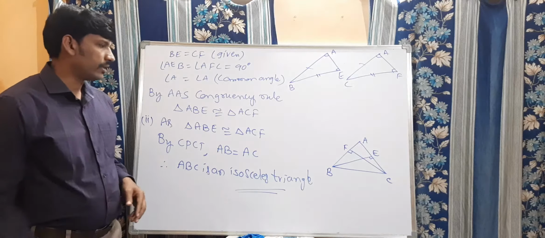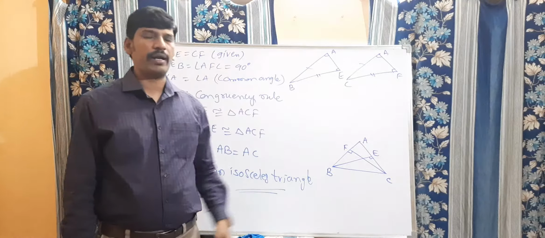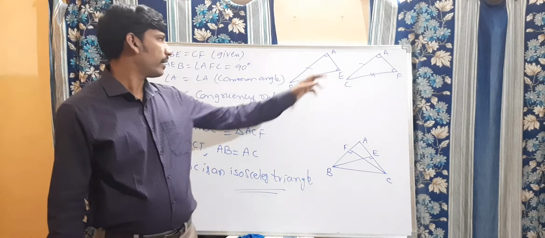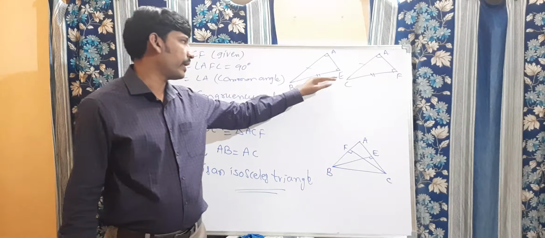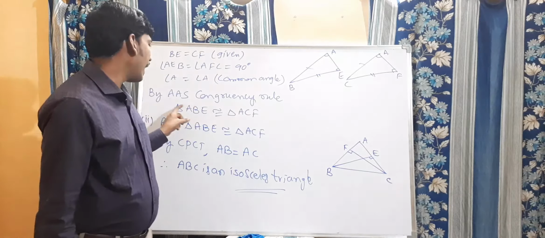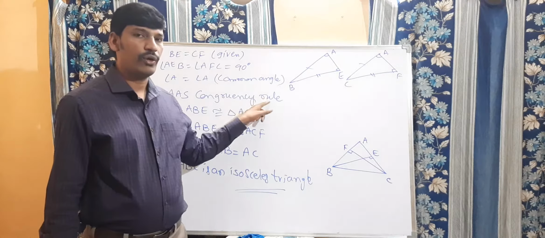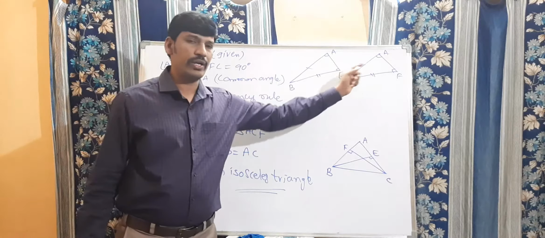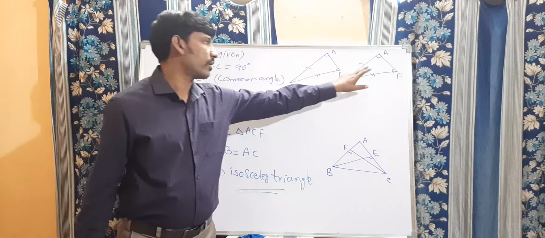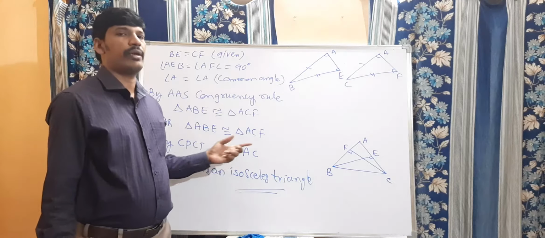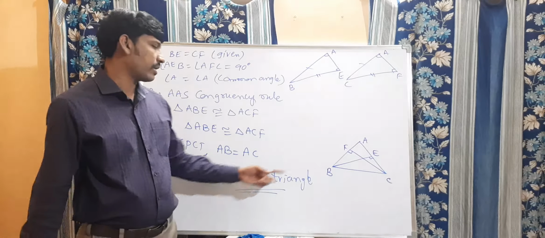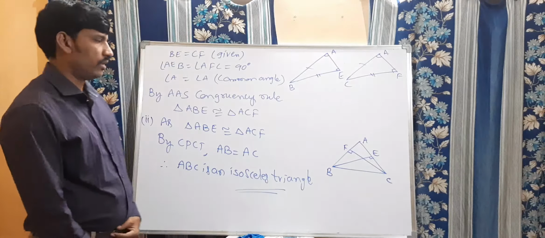Is this clear? You just draw those two triangles, you can understand easily. Right? Here angle A is common, angle E equals angle F equals 90 degrees, and they are given BE equal to CF. By angle side congruency rule, we can say that these two triangles are congruent to each other. If these two are congruent, by CPCT we can say that AB equal to AC. If AB equal to AC, therefore ABC is an isosceles triangle. Clear? Copy this.